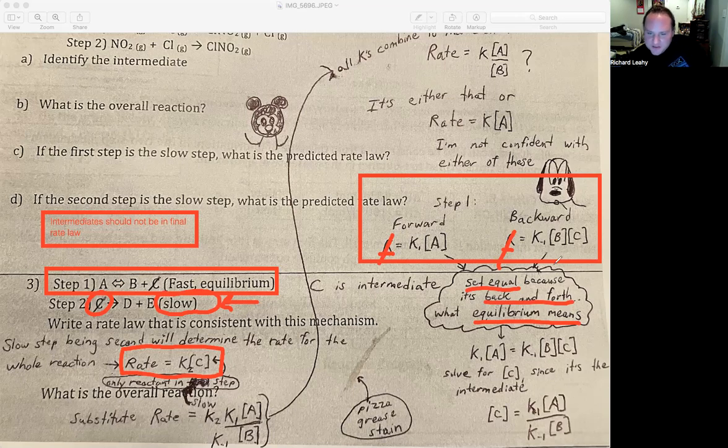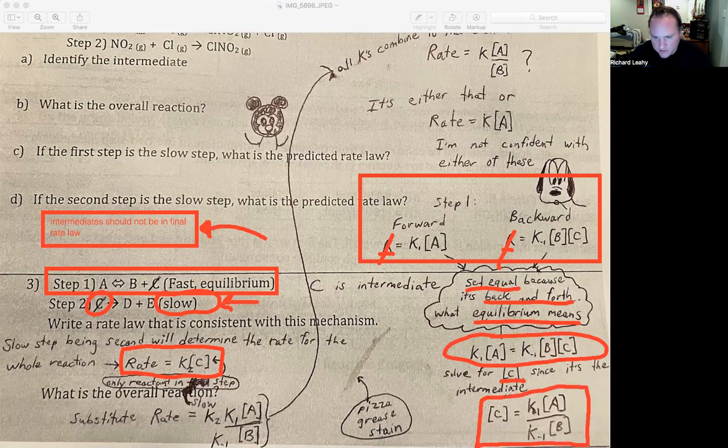So when you set them equal to each other, we get this. And we want to solve for C because it's the intermediate. We're doing that because we said intermediates should not be in the final rate law. That's like a rule. You don't want them to be there because if they're not in the original and they're not in the final, it's not an important thing to consider, but we do need it to solve the equations. So we set these equal to each other and solve for C. That means you want to divide by this guy. So we get this equation, which you understand because you're super good at algebra.